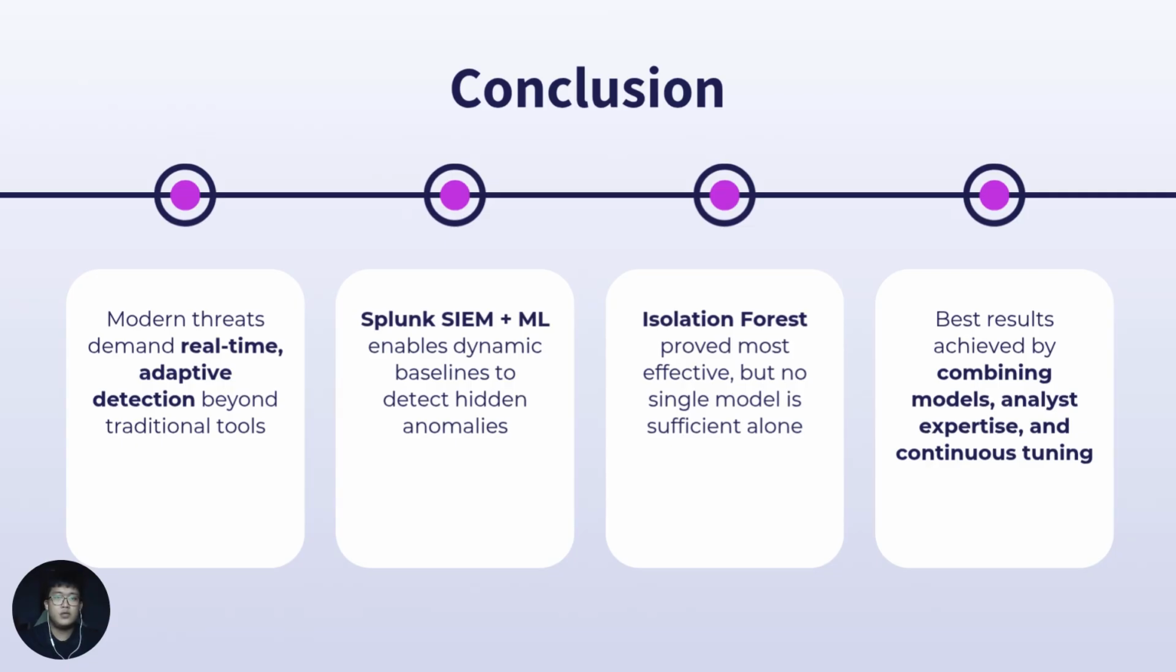The main message from this project is that modern threats demand adaptive detection. Traditional signature-based methods alone cannot keep up with AI-driven attacks, insider threats, and zero-day exploits. Splunk SIEM with machine learning builds dynamic baselines that can detect behavior changes even when they don't match known attack signatures. Isolation Forest was my top performer, but it wasn't perfect. The best operational strategy is to combine different models, incorporate analyst expertise, and continuously tune for the environment. In short, automation plus ML plus human insight is the formula for resilient anomaly detection.